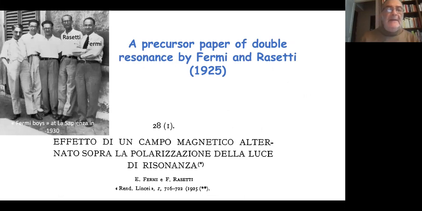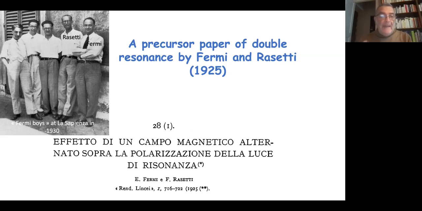But since we are at La Sapienza, I want to start with a paper which was published in 1925 by Fermi and Rasetti. At that time, they were young, just out of the Scuola Normale di Pisa, and they were working in Florence. They made a very interesting experiment in which they showed that the polarization of the fluorescence light emitted by mercury atoms after excitation by a lamp depends upon the magnetic field. These experiments are really the precursors of the double resonance method, which was started only 25 years later.